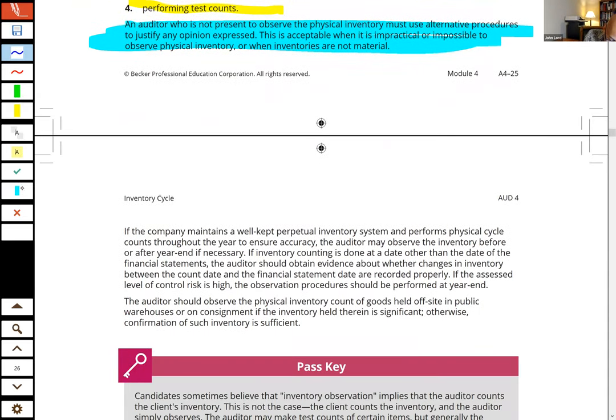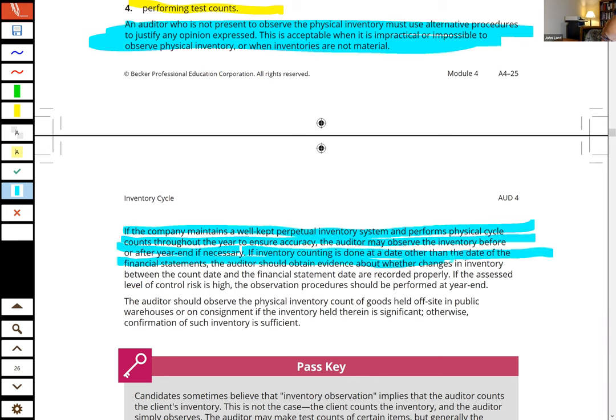Okay, now, take a look. It says, if the company maintains a well-kept perpetual system and performs a physical inventory count throughout the year, then the auditor could observe that inventory count before or after year end. If the inventory count is done at a date other than the financial statement date, we need to roll forward and obtain evidence about the period between the date that we saw the inventory count and the end of the year. If the risk of material misstatement is high, then of course we're going to do year-end testing.